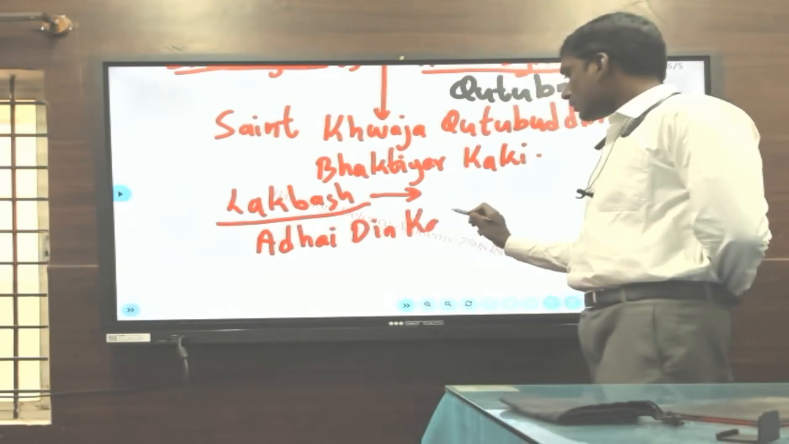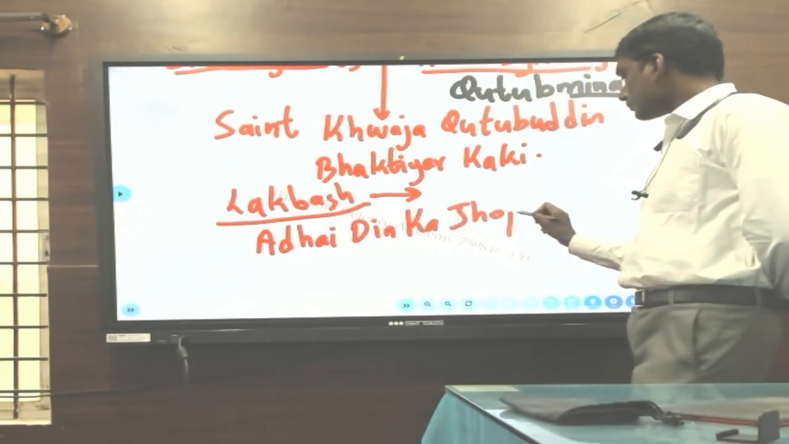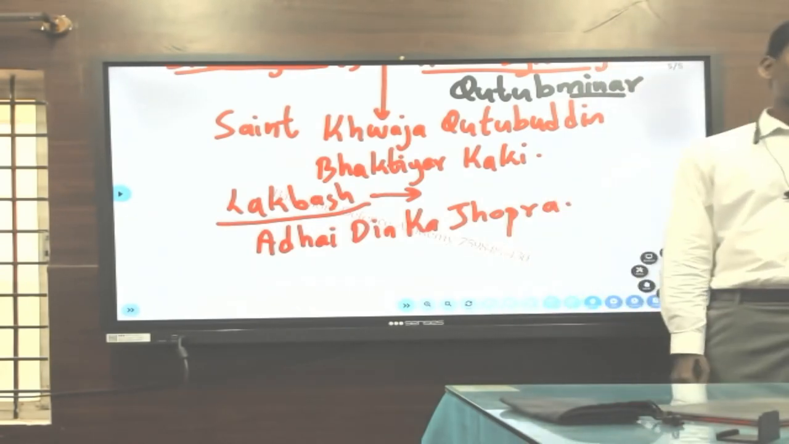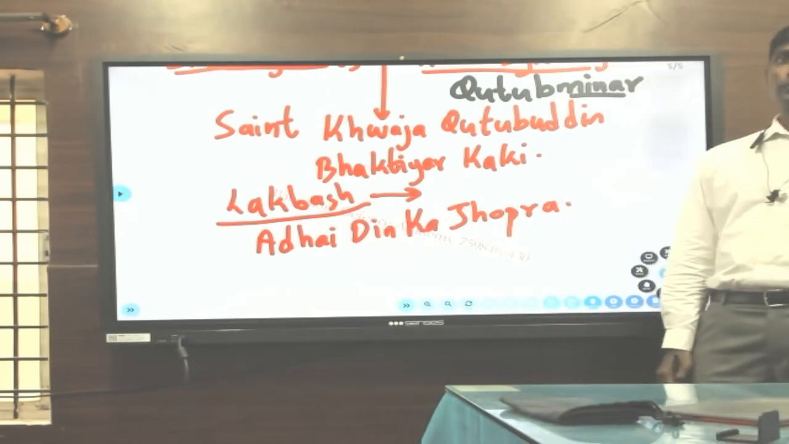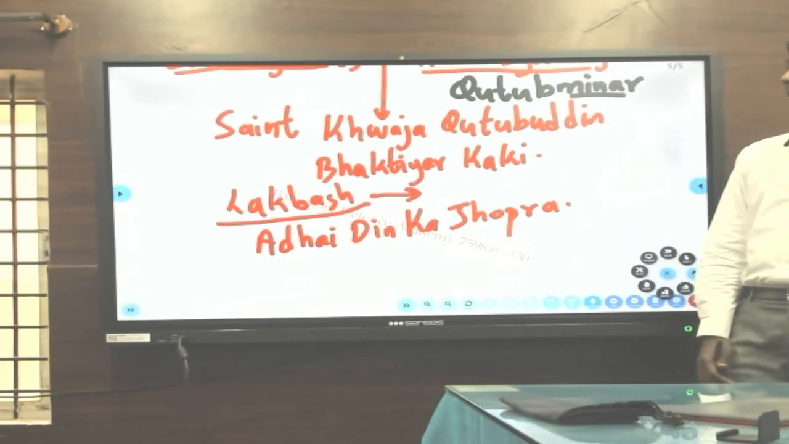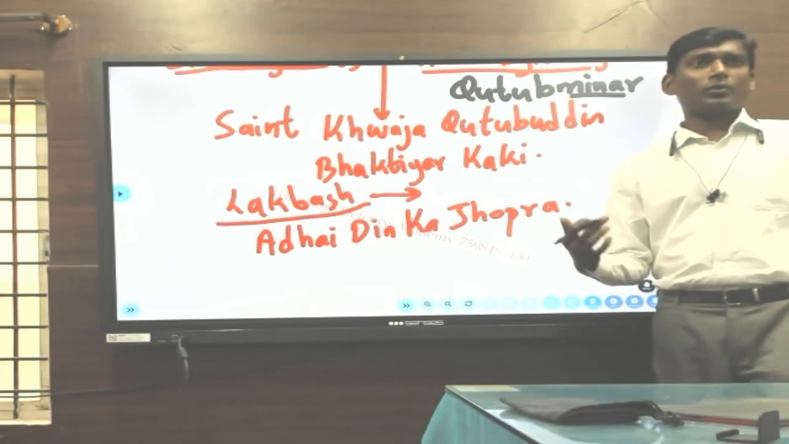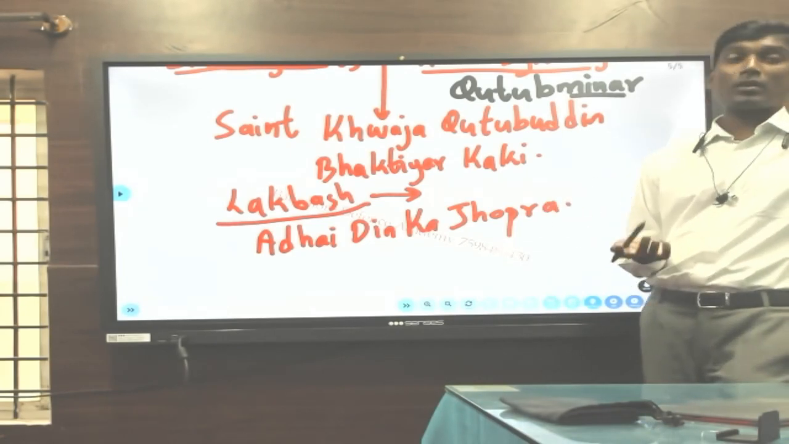Adhai Din Ka Jhonpra near Qutub Minar. Okay, fine. Next, Qutubuddin was an enthusiast, or you can say his hobby was playing a game called chowgan.